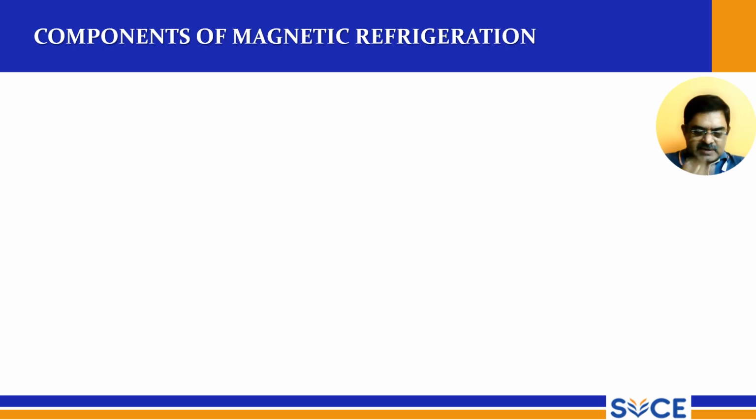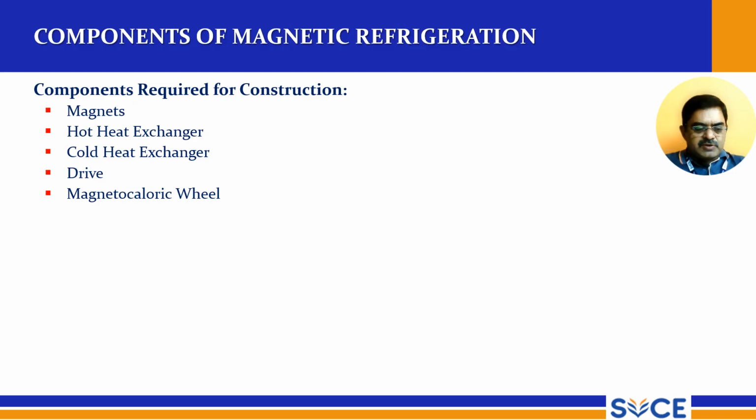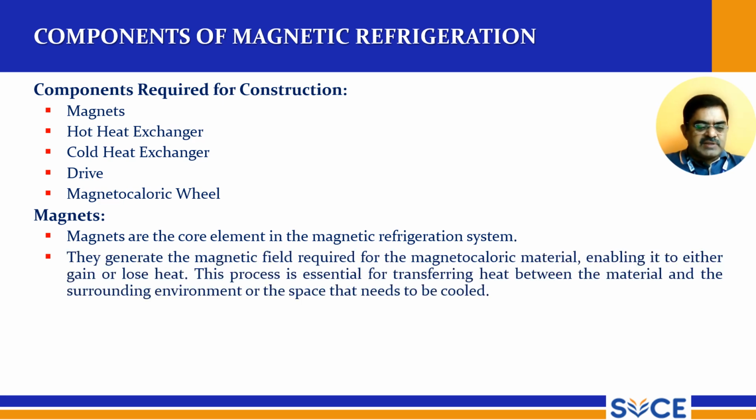Now, components of magnetic refrigeration. The components required for construction are: magnets, hot heat exchanger, cold heat exchanger, drive, and magnetocaloric wheel. Magnets are the core elements in the magnetic refrigeration system, and they generate the magnetic field required for the magnetocaloric material, enabling it to either gain or lose heat. This process is essential for transferring heat between the material and the surrounding environment or the space that needs to be cooled.